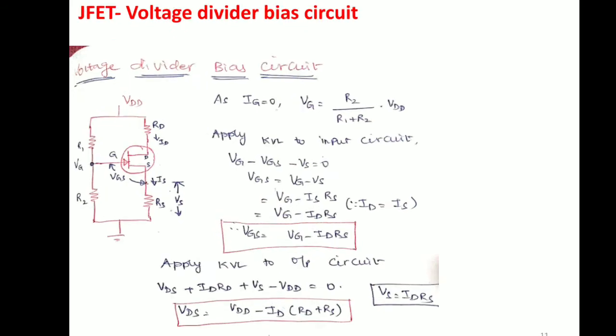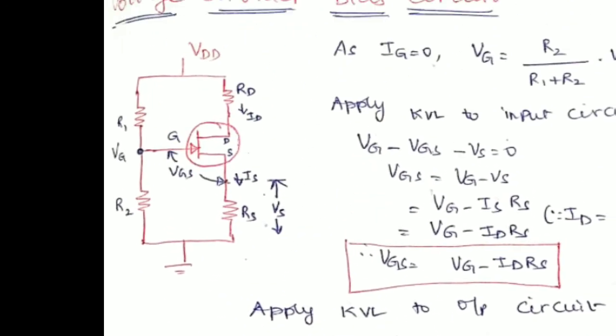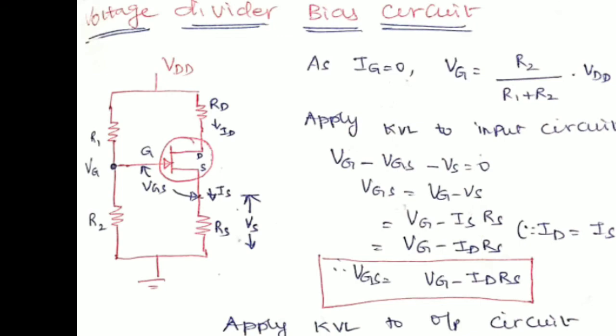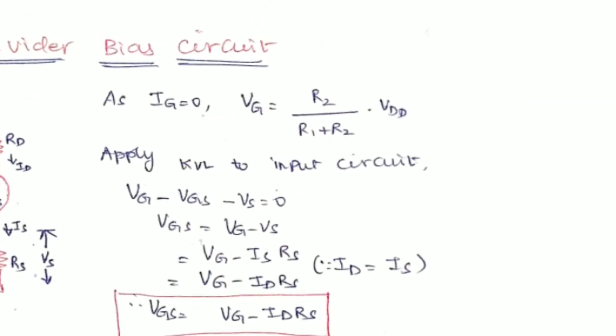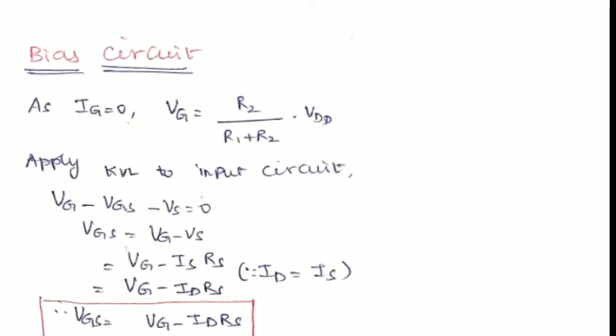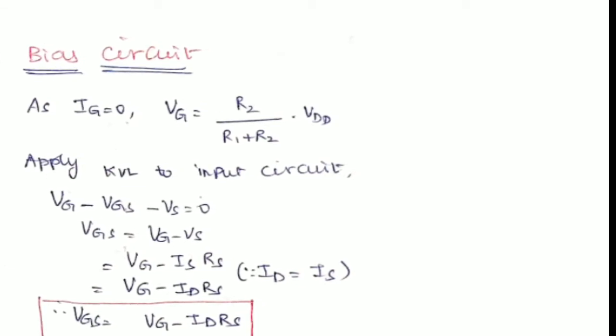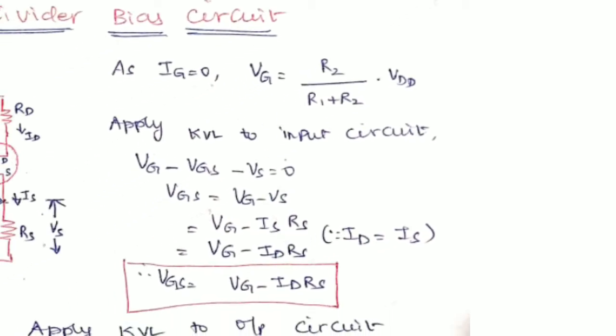Voltage divider means here two resistors R1 and R2 form a potential divider, which gives a constant voltage, and it will maintain the Q point. Coming to the DC analysis, Ig is equal to 0. So what about your VG? VG is the input voltage to the gate, which is R2 divided by the sum of the two resistances, into the applied voltage VDD. So apply KVL to the input circuit: VG minus VGS minus VS equal to 0.